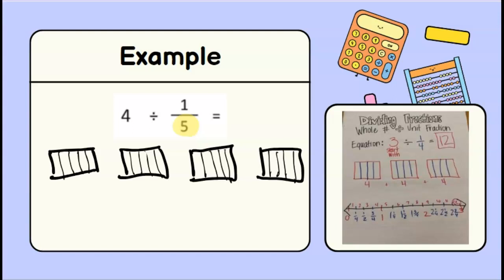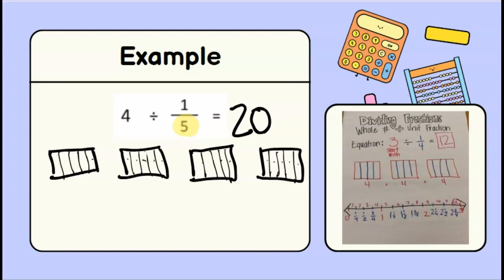To find my quotient, all I need to do is count the total number of pieces I have created, and that will show the answer to my equation. 1, 2, 3, up to 20. I have 20 pieces total. Therefore, my quotient is going to be 20.